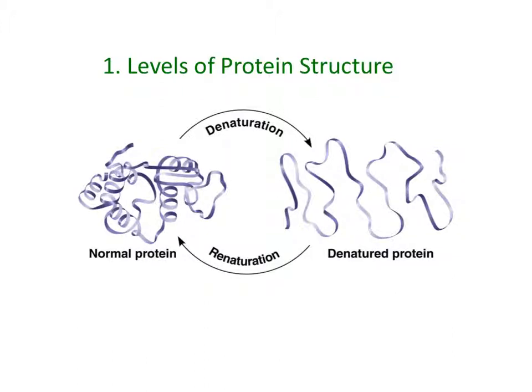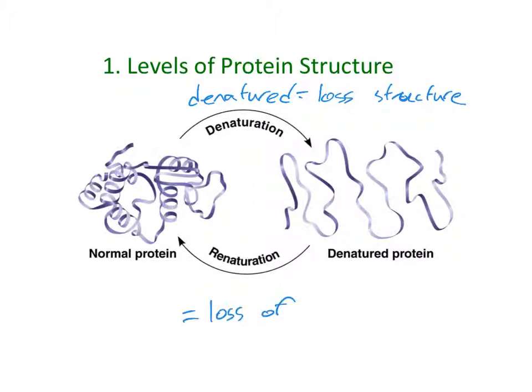When a protein loses its structure, it's known as becoming denatured. So loss of structure. And loss of structure means loss of function. So denaturing a protein, typically when we cook something, that's denaturing a protein, and then it no longer is alive, no longer functions properly.